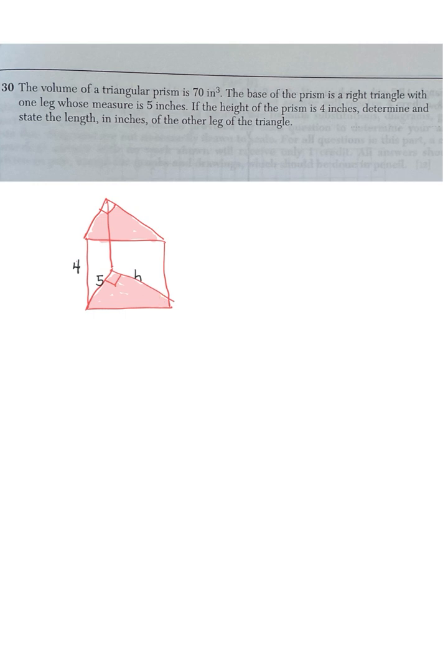Now it says the height of the prism. So the height of the prism here is 4. And determine and state the length in inches of the other leg. So right here. I don't know why I called it H. You could call it any letter you want. Oh, I know why I called it H. And I'll tell you in a second. All right, so they tell you that the volume of the prism is 70. That's really important. I haven't seen a question like this.